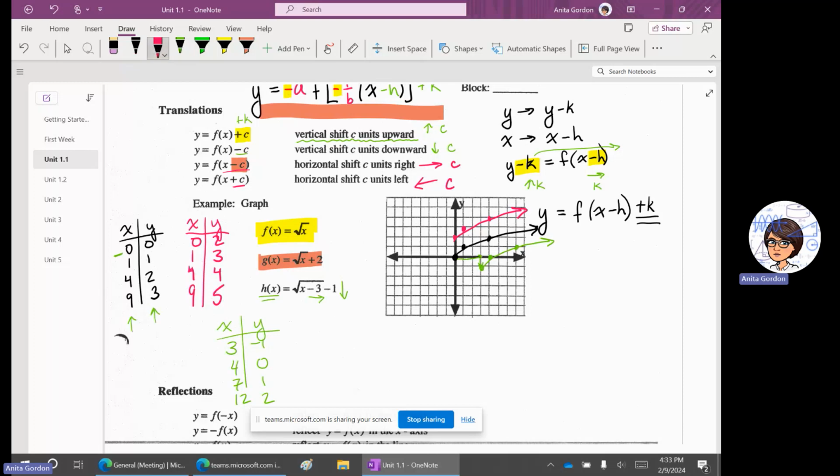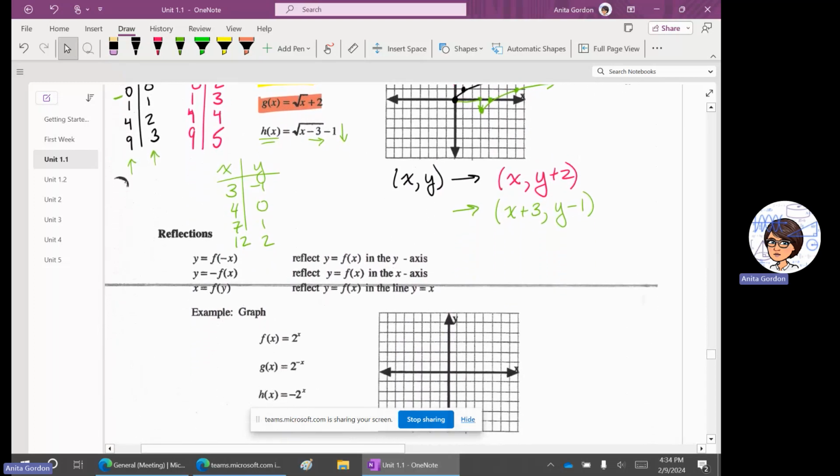So for the red line, I have taken my x and y values from the original function. So any x and y values in f of x graph, I have transformed in the red function as leave the x's alone, take the y's, and add 2. I've shifted them up 2. For the green graph, I have taken the x values, moved them to the right 3, and moved them down 1.